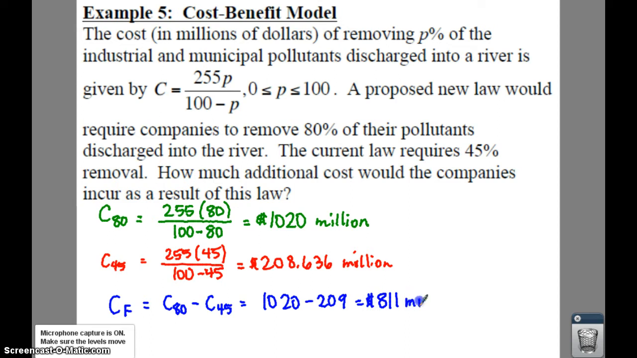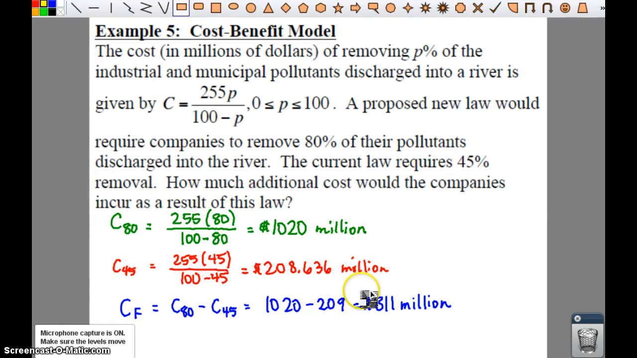811 million. So if you're running a company, you might want to figure out, how can we make an extra 811 million to pay for what the government says we need to do?